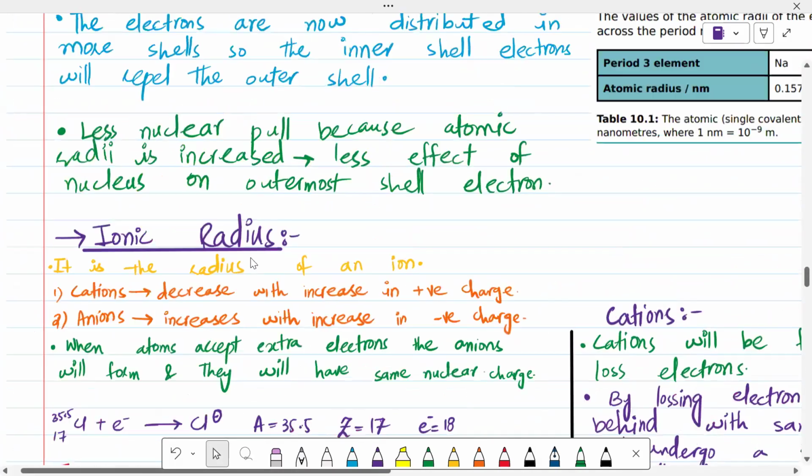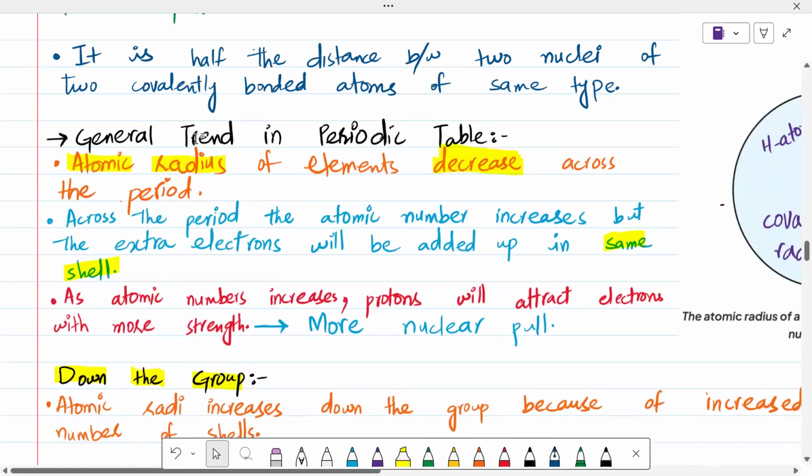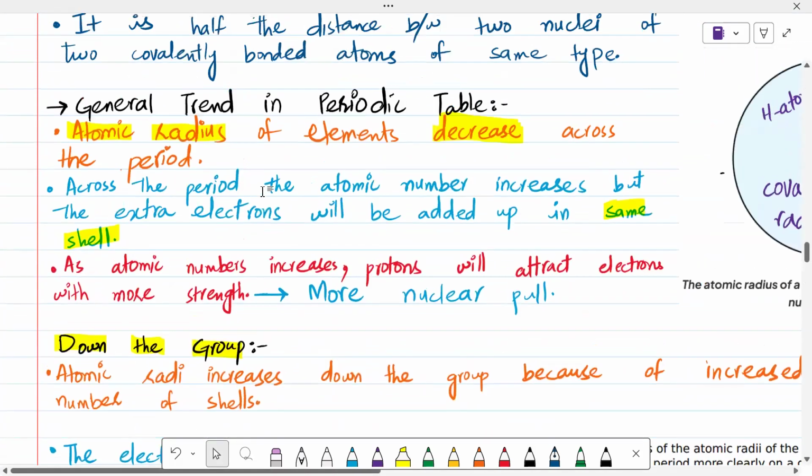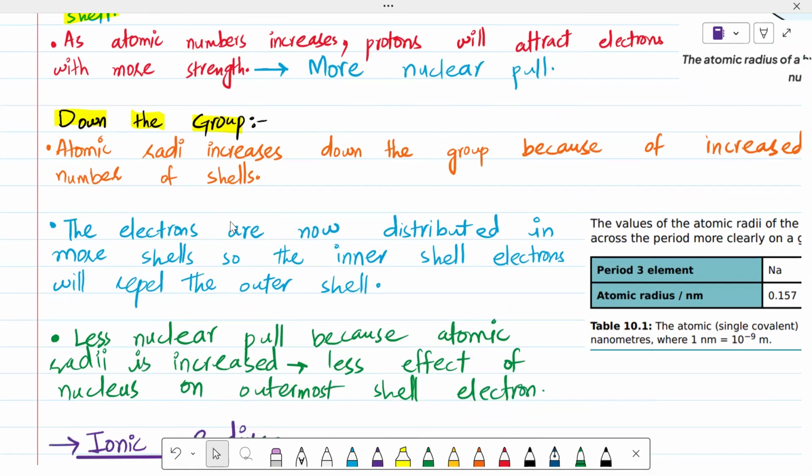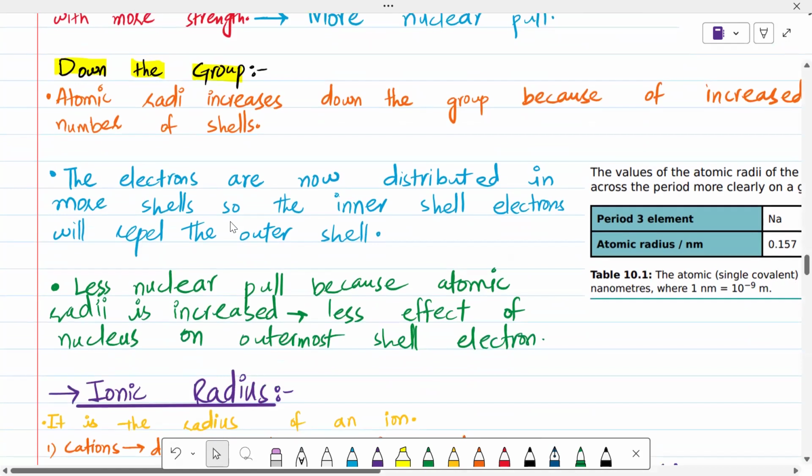Down the group, this is the atomic radii. This was the part of the atomic radii. What happens down the group? Down the group, the atomic radius increases. Why will it increase? Because there are more electron shells. Yes, because the shells are increased, there are more shells now.